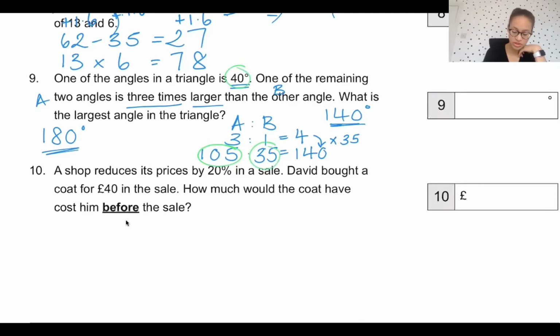Let's reread the question to make sure that we're answering what they asked. It says, what is the largest angle in the triangle? The largest angle would be 105.